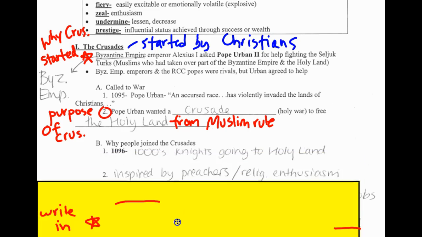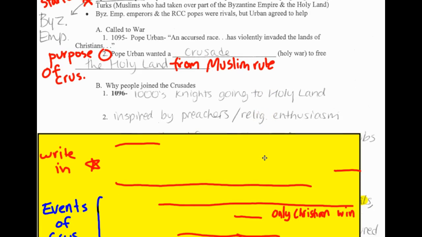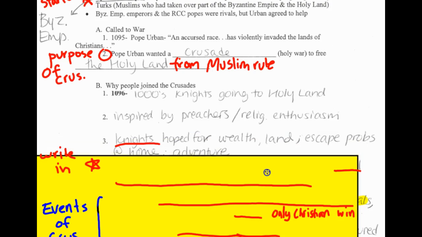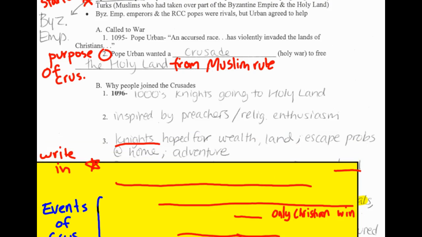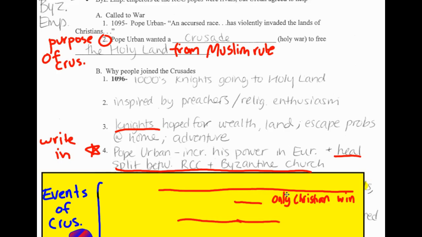So, why did people join the Crusades? It just talks about how they were inspired by preachers, they were very enthusiastic about religion, what knights wanted, and you should write in the fact that is starred for number 4.